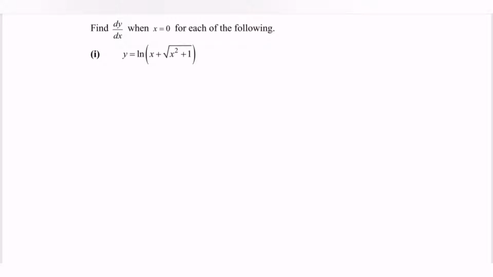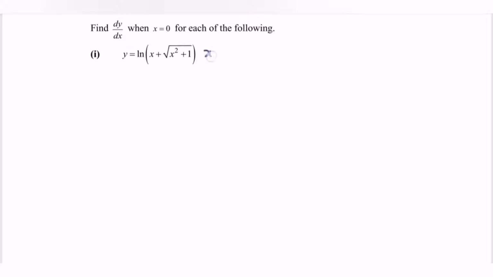Hello everyone, in this video I'm going to discuss the topic differentiation. Find the dy/dx when x equals 0. For the first situation, y equals ln(x + square root of x squared plus 1). Before I further the discussion, let us determine the value of y.